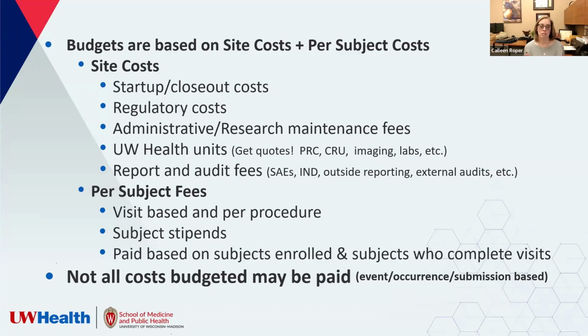And then remembering that with industry-sponsored stuff, just because it's in the budget doesn't mean you're getting paid for it. A lot of the budget is based on an event happening or an occurrence of something happening. So for instance, submitting an IRB application, submitting a continuing review application. If you have an SAE, you'll have SAEs budgeted, but maybe you don't have any. That's a really bad example because we usually do, but maybe you don't have any. So you don't get paid for those, but they're on your budget. They're submission and occurrence based.